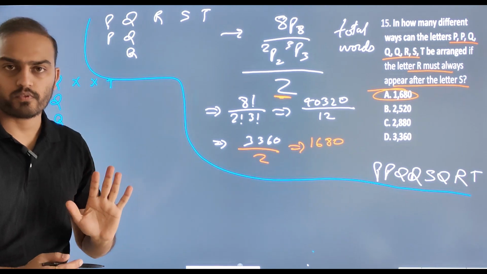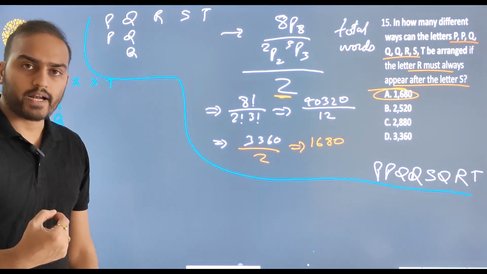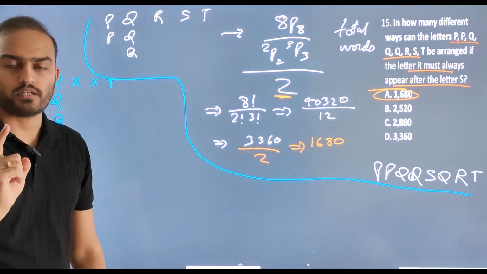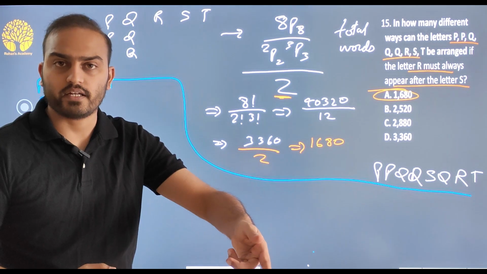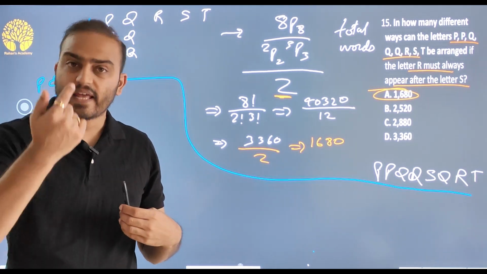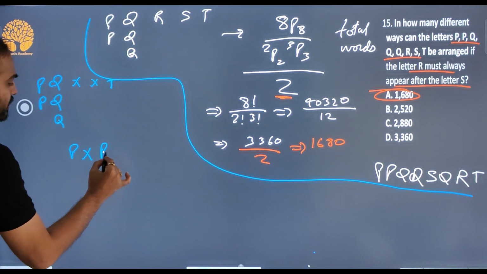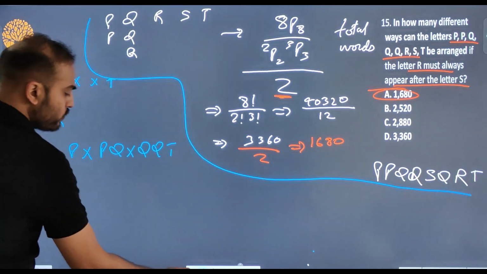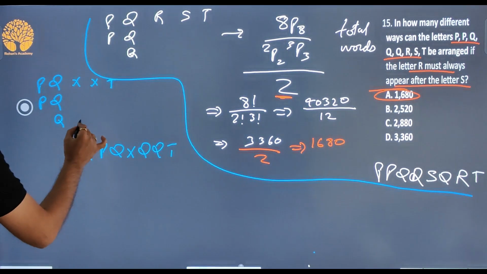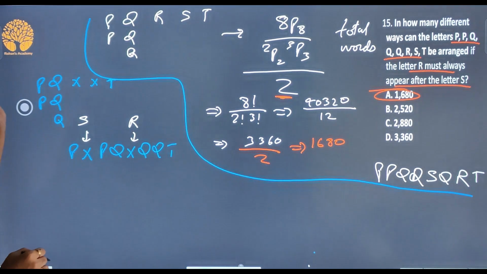Now I will form a word. Wherever the first X comes in that word, I will compulsorily put S there, and wherever the second X comes in the word, I will compulsorily put R there. Thereby I am ensuring that S is always coming before R. For example, I make a word P X P Q X Q Q T. This is the word I found. So what will I do? Compulsorily, in place of the first X I will substitute S, in place of the second X I will substitute R. Thereby I am always ensuring R is coming after S.